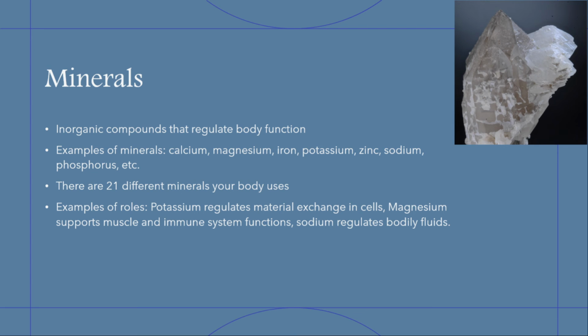Last on the list is minerals. Unlike vitamins, minerals are inorganic compounds, but they support a wide variety of bodily functions, just like vitamins. Minerals include calcium, magnesium, iron, potassium, zinc, sodium, phosphorus, etc. There are 21 different minerals your body actively uses. Examples of roles they play: potassium regulates materials flowing in and out of cells. Magnesium can help maintain muscle function and a healthy immune system. And sodium can help with regulating bodily fluid levels.